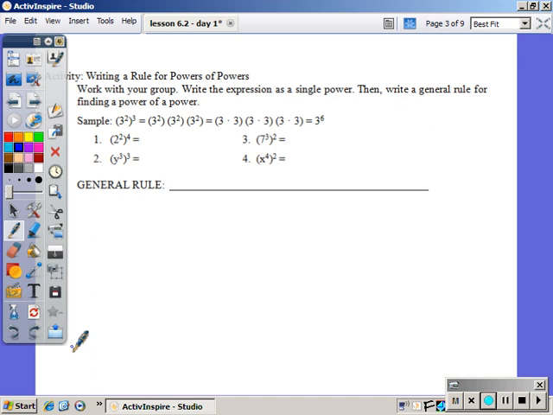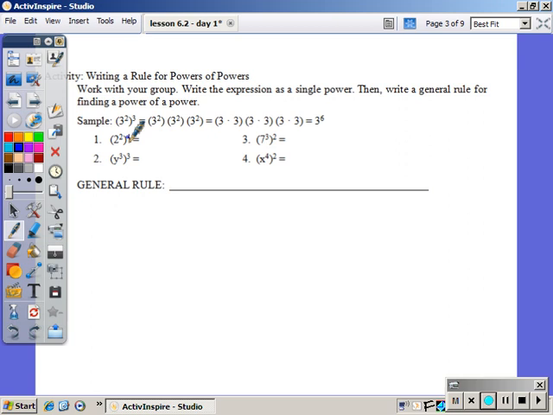Discovering our next rule. This is the power of powers. Notice I have 2 exponents. Here's a power, and then the whole thing together is a power. This means, same sort of thing, 3 copies of 3 squared. But then 3 squared is 2 copies of 3. So I have each one of those. Then I have 1, 2, 3, 4, 5, 6 copies of 3 total.